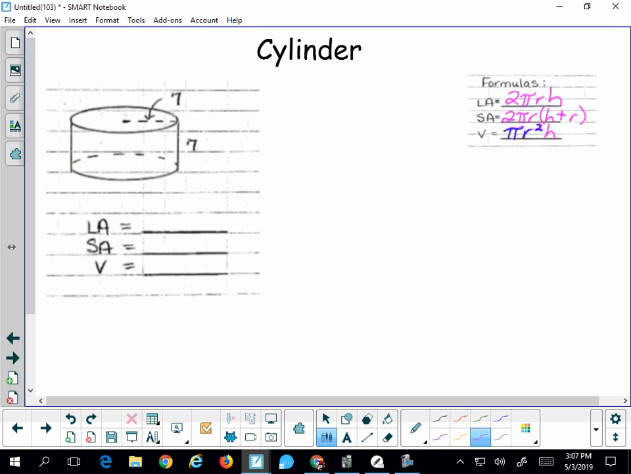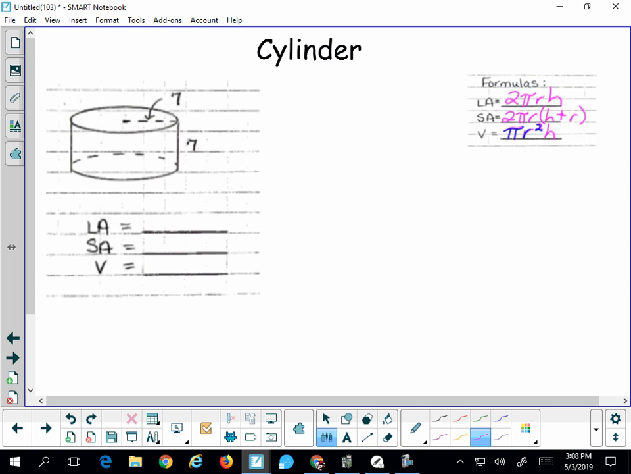Again, I've put the formulas up here on the screen already, so you can write those down if you didn't get them in class, or if you need them, or if you are absent. That's basically all of our notes today. We're just getting those formulas.